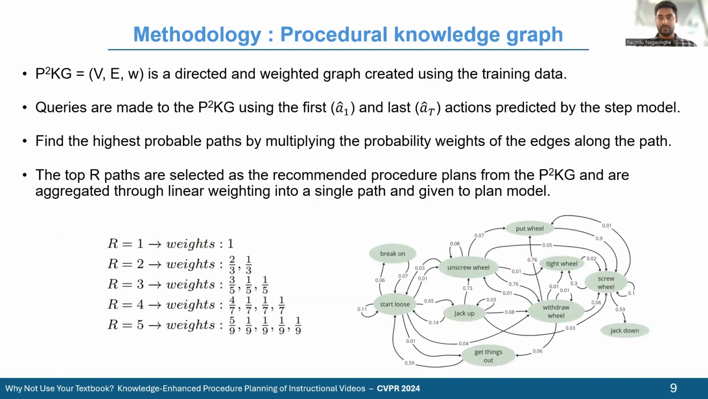The procedure knowledge graph is a directed and weighted graph created using the training data. In this structure, each step from the training set is represented as a node, while edges signify the likelihoods of transitioning from one step to another. After queries are made to the procedure knowledge graph to find the highest probable path out of all possible paths, we multiply the probability weights of the edges along the path. Then top-K paths are selected as the recommended procedure plans from the probabilistic procedure knowledge graph and are aggregated through linear weighting into a single path and given to the planning model.